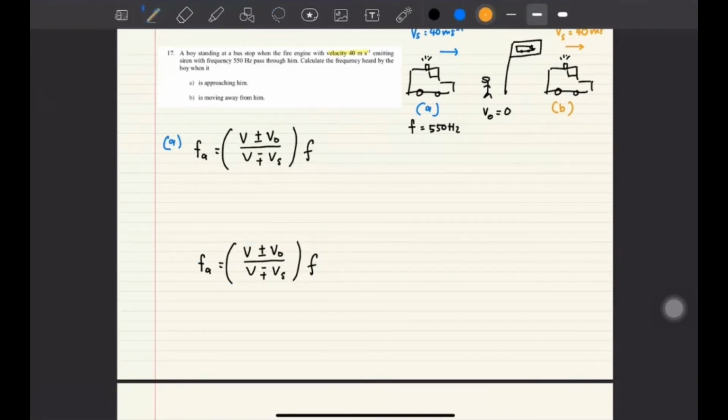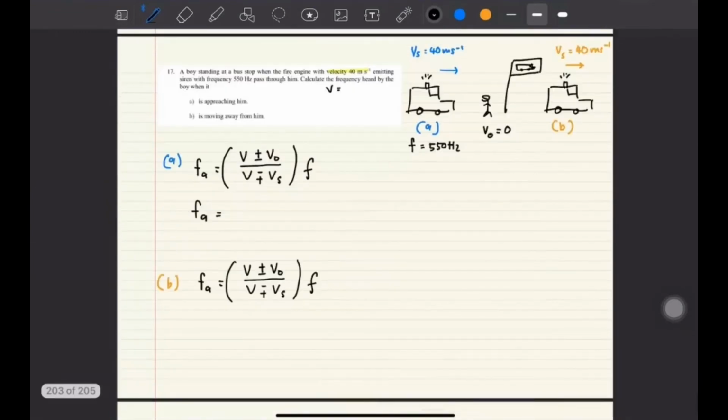Increase. Increase sebab apa? Sebab the fire truck ataupun fire engine is actually coming towards you. That action increases the frequency. So kamu nak ambil pair yang atas ke yang bawah? Atas. Atas, okay, good. So the velocity of sound is not given here, so I just take from the next question. I think it will be 330.